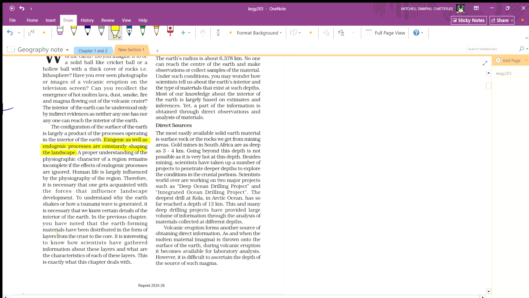In the previous chapter, we have noted that the Earth-forming materials have been distributed in the form of layers from the crust to the core. It is interesting to know how scientists have gathered information about these layers and what the characteristics of these layers are. This is exactly what this chapter deals with.